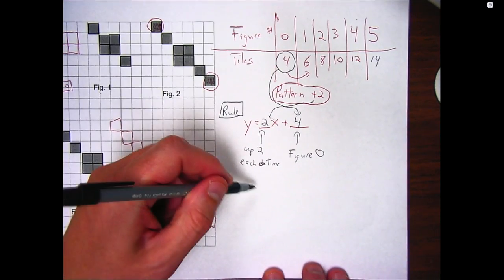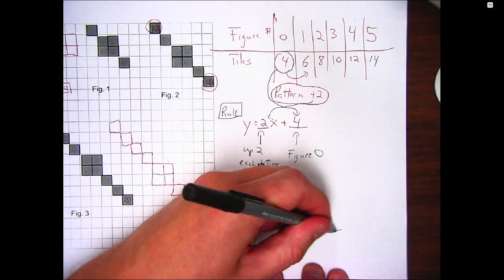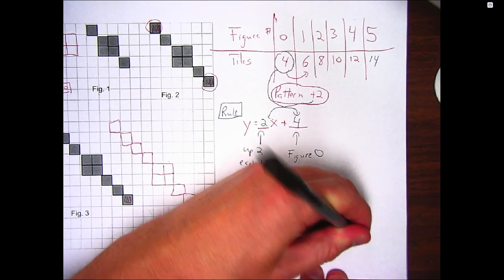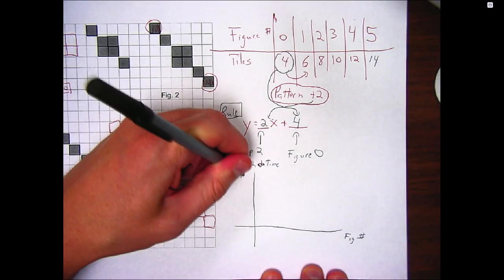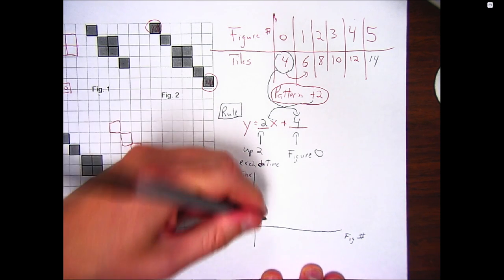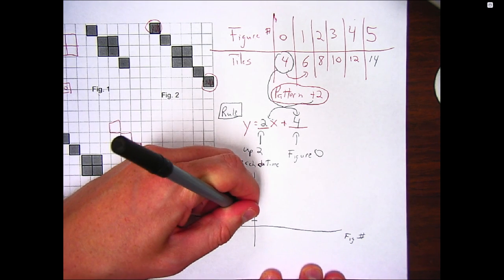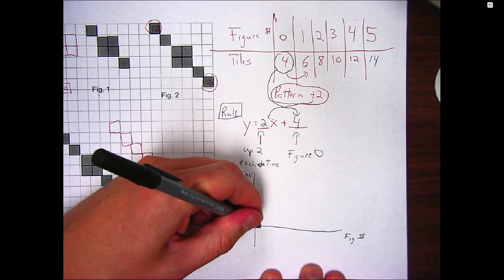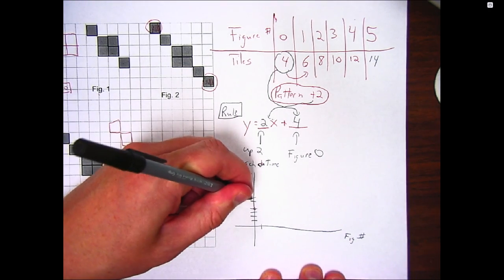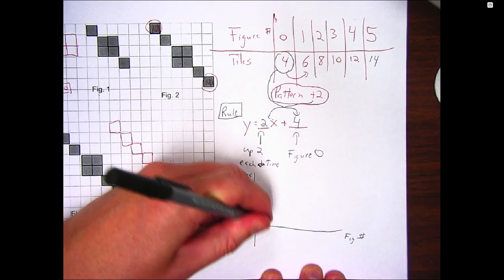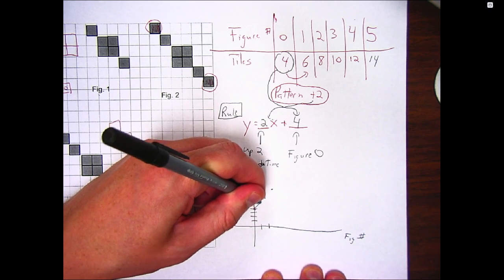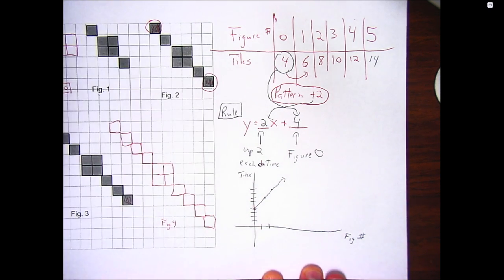And then the final thing we can do sometimes is we can graph it, and when we graph it, the figure number will be on the x-axis, and the tiles will be on the y. And so we're going to have a y-intercept of 4 in this case. That's where I started at figure 0. And then when I go over 1, I'm going up 2. Right? And so we get this same sort of pattern we've seen on other graphs, right? I go over 1, up 2. You get this nice straight line if everything's working out correctly.